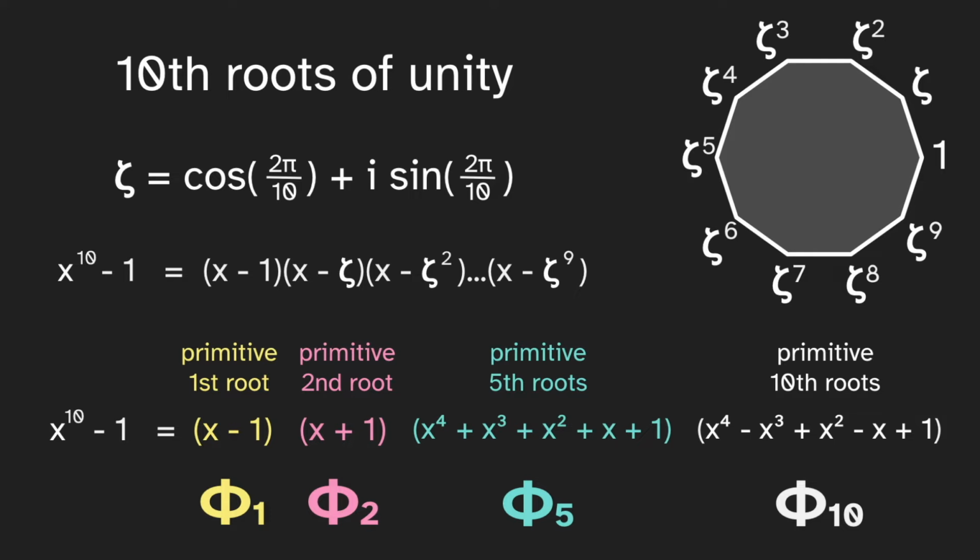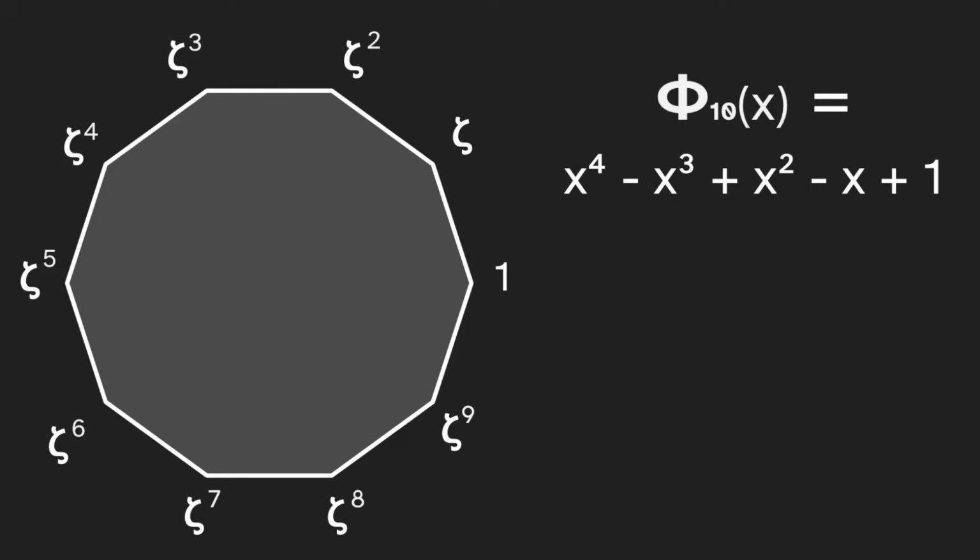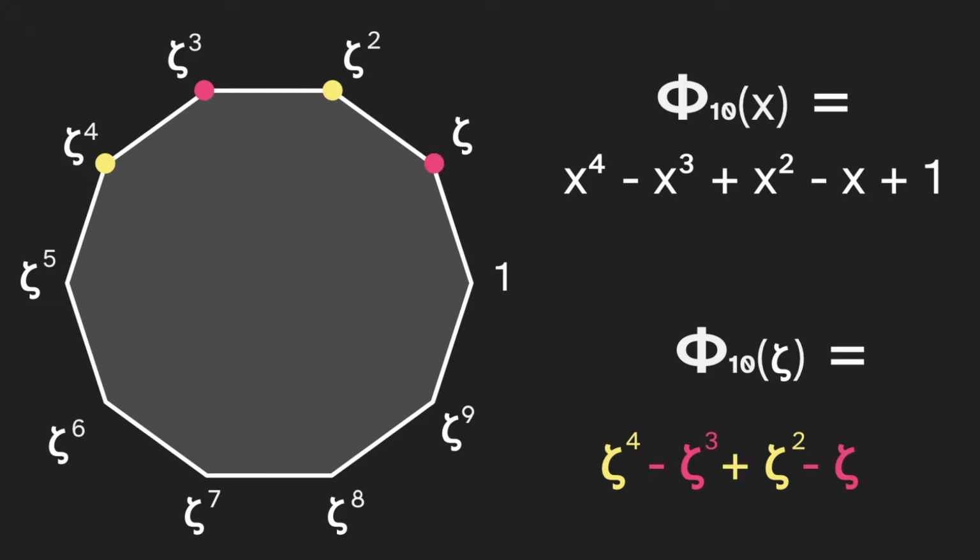So now we have a background on where these come from, but what do they tell us, and how can we visualize them? We'll take phi sub 10 for example. So this is the minimal polynomial for the primitive 10th roots. And that means that if we input a primitive 10th root, we will get 0. So let's do that. Here on the left, we have the 10th roots of unity, and we'll take phi sub 10 of zeta. So that gives us zeta to the fourth, we'll put a point there, then negative zeta cubed, zeta squared, negative zeta, and finally 1.